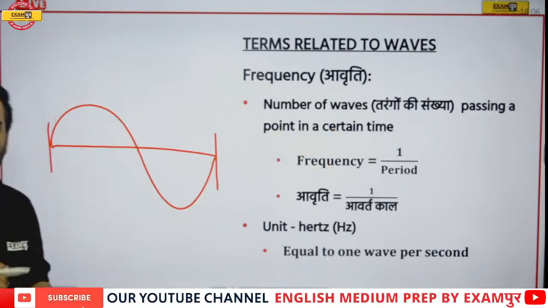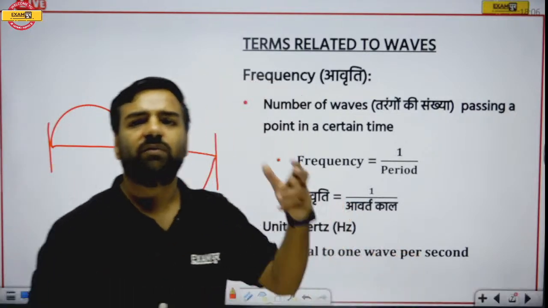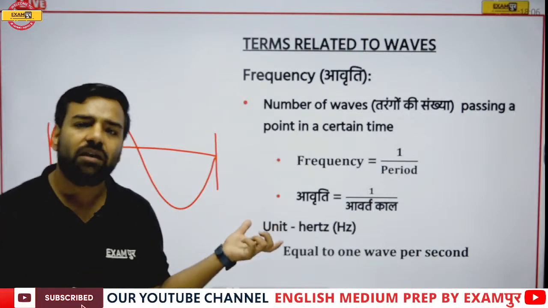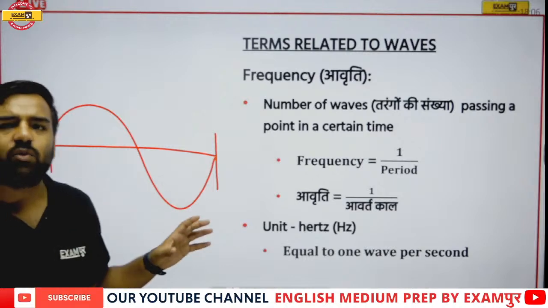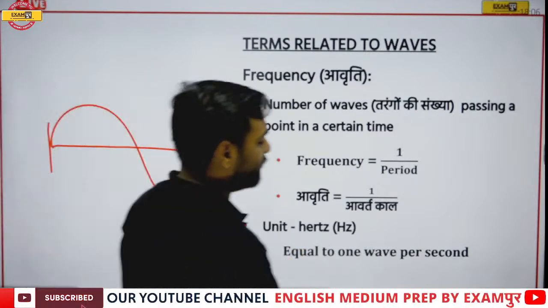Now how will you calculate it? It is actually the inverse of period. If I write the frequency, it is 1 upon period, and its unit is what? Here we will measure it in hertz. Fine. So it is actually equal to 1 wave per second. So this was about frequency.